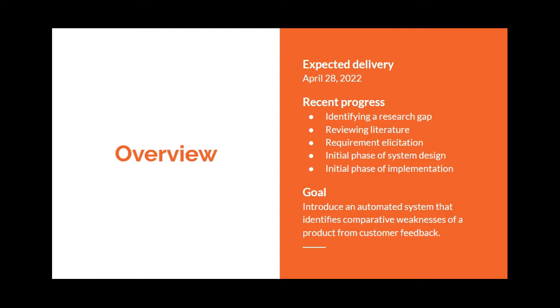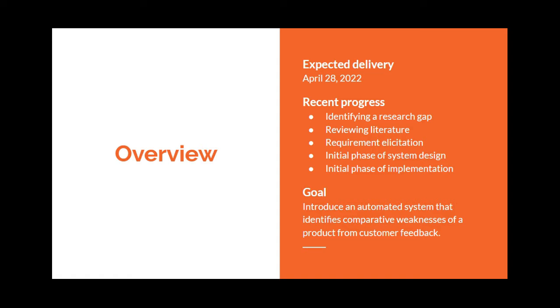The recent progress is that, of course, I've identified the research gap and reviewed the literature. Then requirements were also elicited. Currently, I am in the initial phase of system design and the initial phase of implementation. So, the goal of the project is to introduce an automated system that identifies comparative weaknesses of a product from customer feedback.